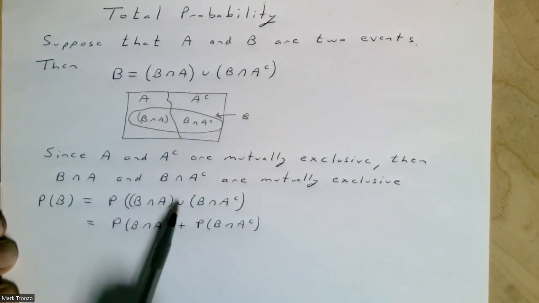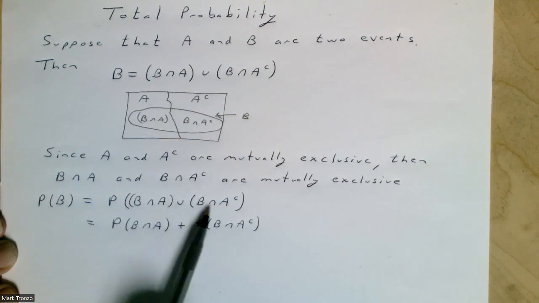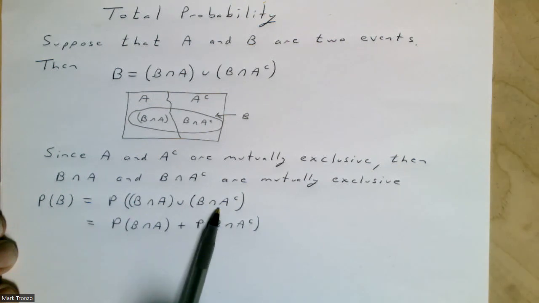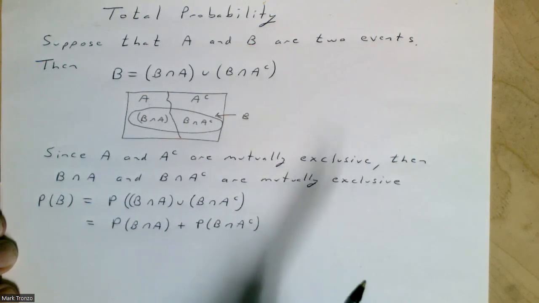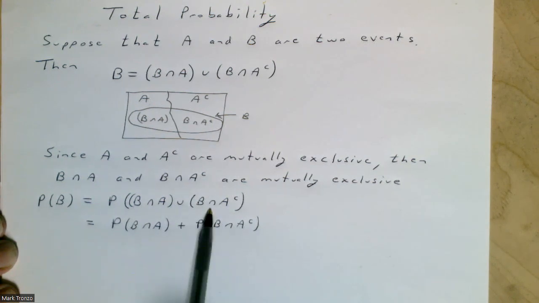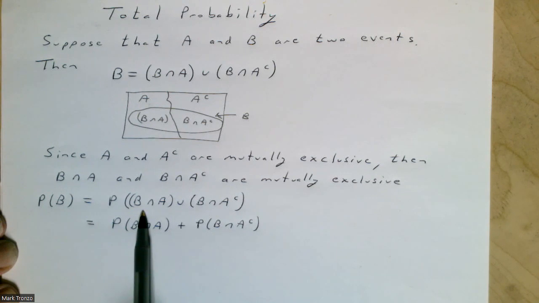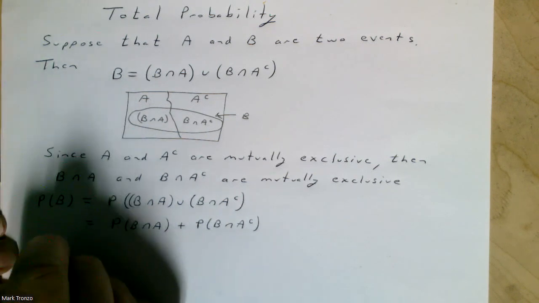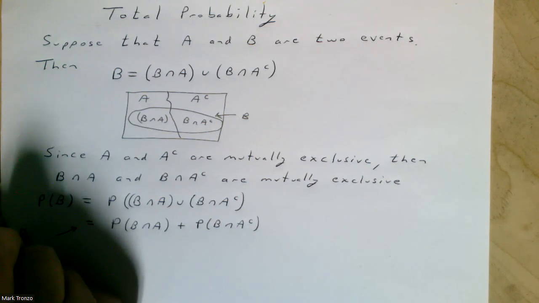You remember, we can do this step if and only if these two sets are mutually exclusive. In other words, the intersection of this and this is the empty set. That's what it means to be mutually exclusive. If that's true, then we can reduce the calculation to the probability of this plus the probability of this, again because they're mutually exclusive.